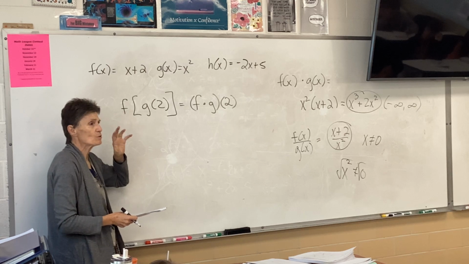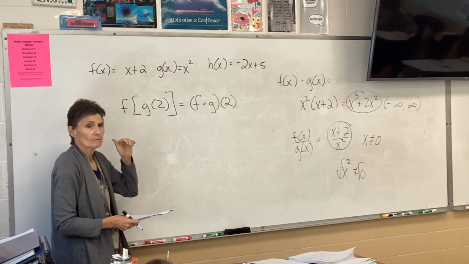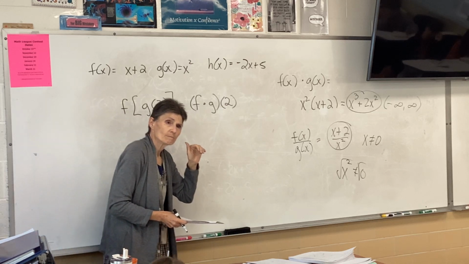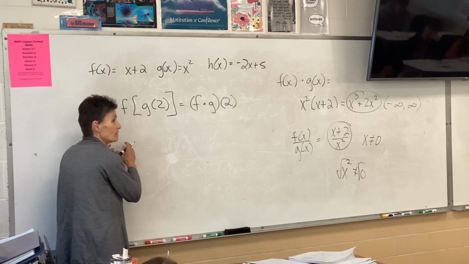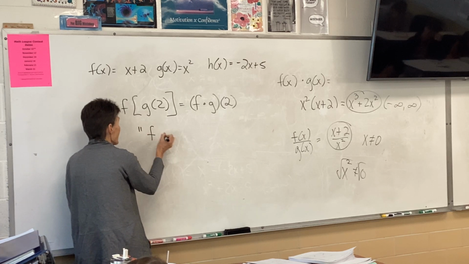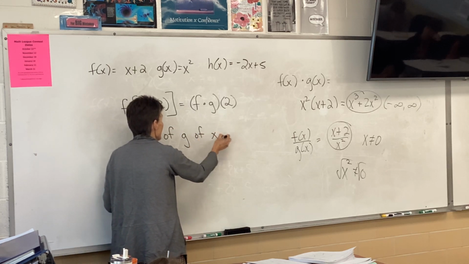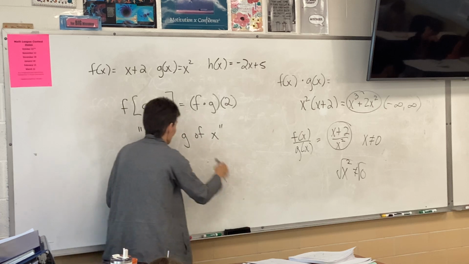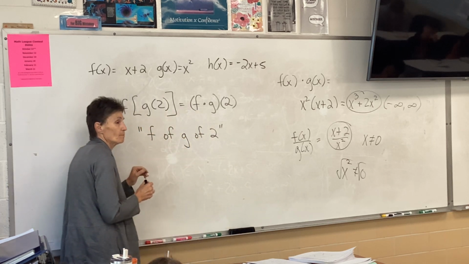Well, we can definitely use a calculator. We don't need one though. No one remembers? This is called a composition. When we read it out loud, we say F of G of X. Here, F of G of 2 is how we read this.